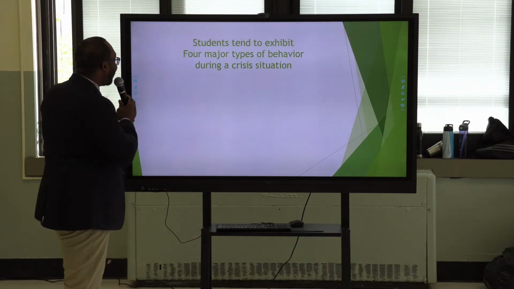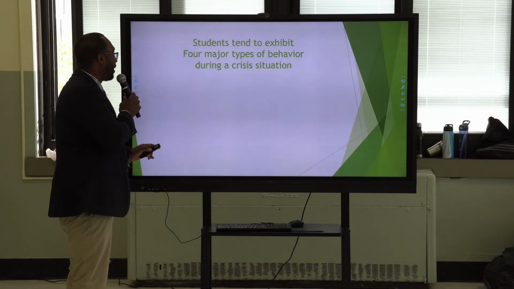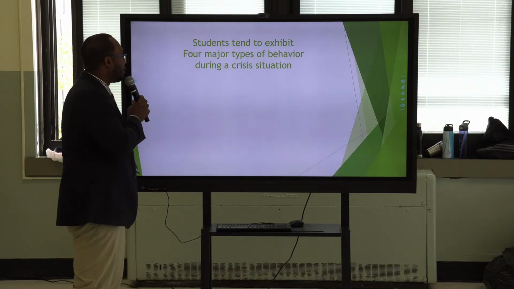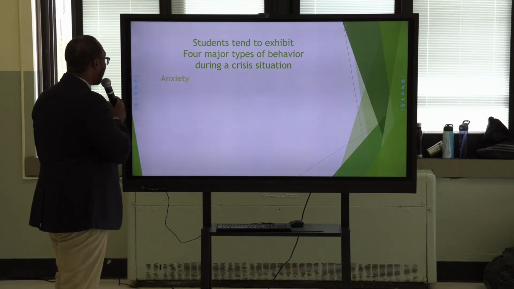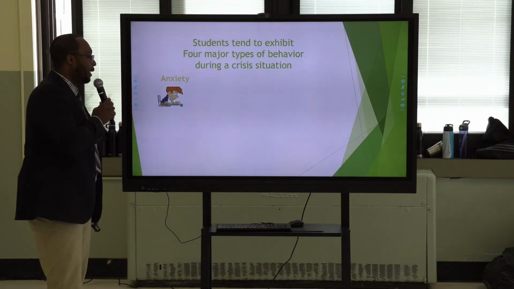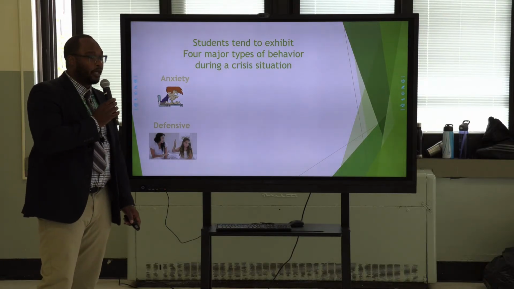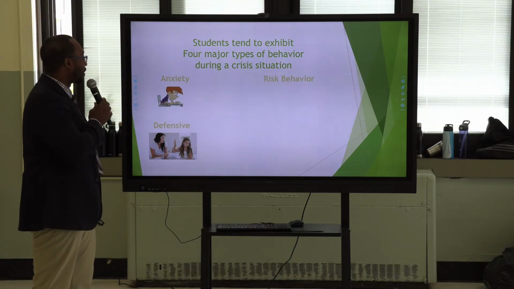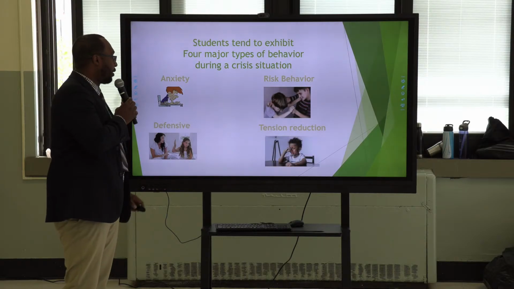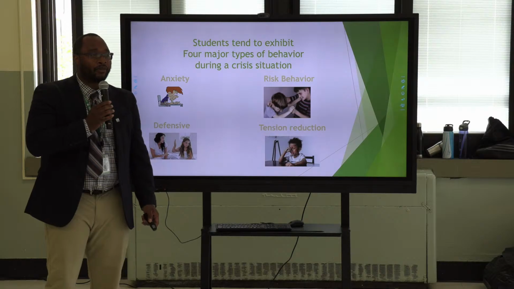All right, so now when we're dealing with students with behavior, they tend to exhibit 4 major types of behavior, and this is going to be in your package. So when you come along a student, the first time you'll see a student, they have anxiety, all right? And then they typically go from anxiety to defensive, all right? And then they move on from defensive to risk behavior. This is when they can get physical, okay? And then next, after this all done, is tension reduction. This is when the student feels sorry or they feel bad for what they did.